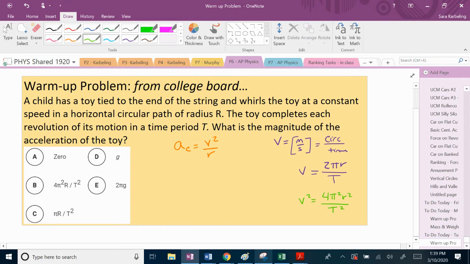Squared. Yep. Okay. Because over R. So we're going to throw this. So you get A sub C is equal to 4 pi squared R squared over T squared over R. Okay. I don't see that up there.